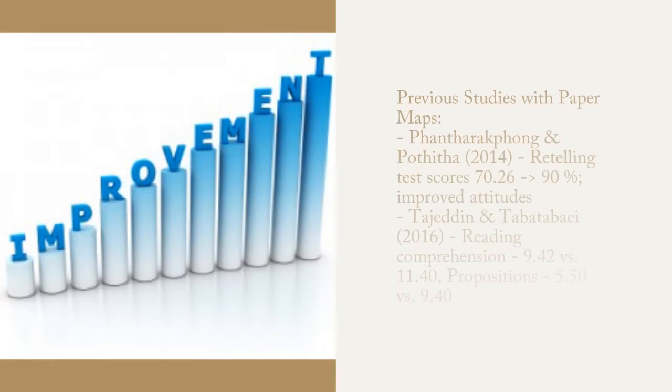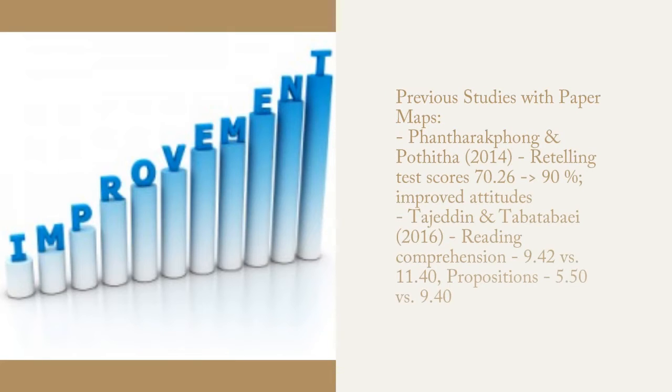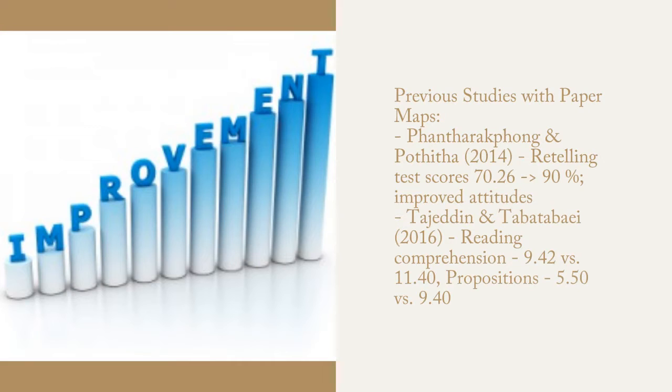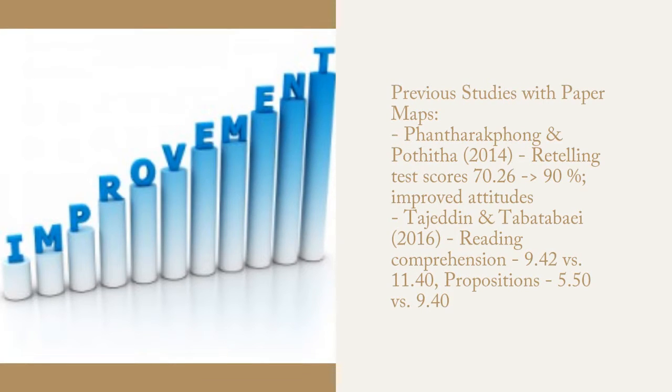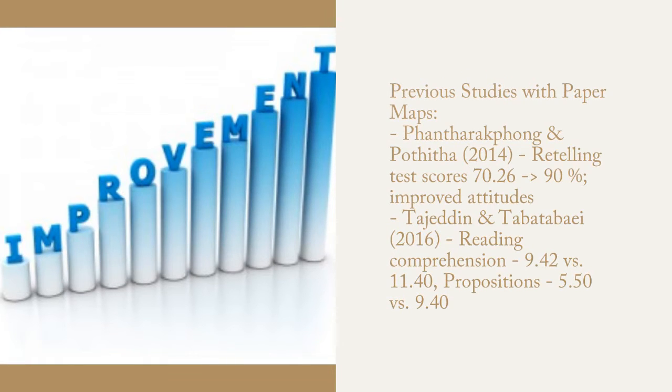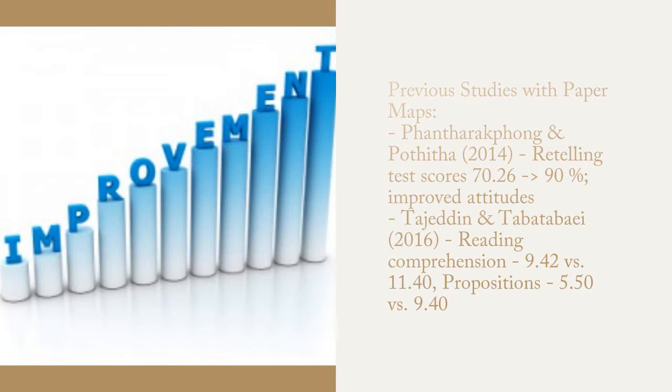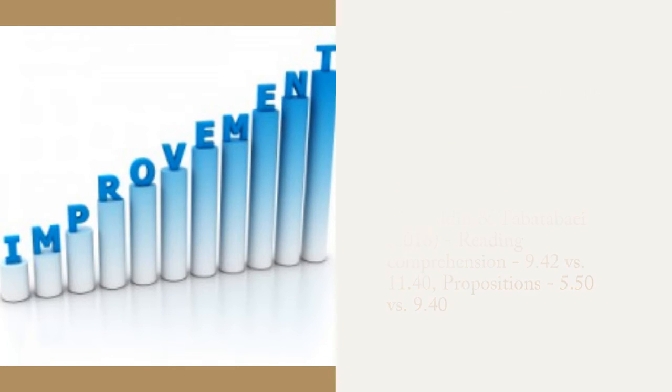In a study conducted by Pham Thiraphong and Pothitha in a university in Thailand, students read 6 articles and used concept maps as they read. Their retelling test scores improved from the first article to the last, and students reported that the concept maps helped them pick out main ideas and identify relationships between ideas. Tajedin and Tabatabade studied high school ESL students and found that the experimental group outperformed the control group both in overall reading comprehension and recall of propositions, or the words used to connect ideas in a concept map.